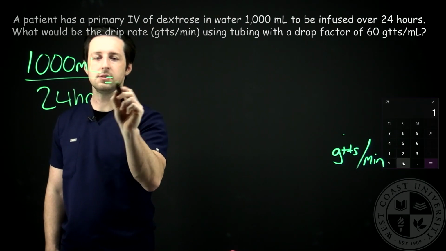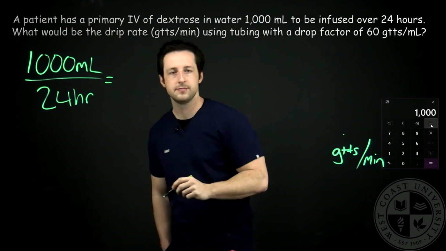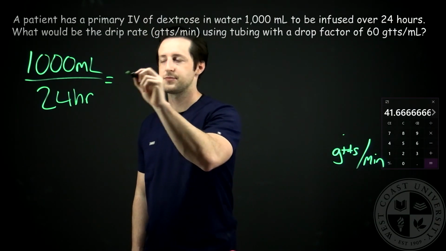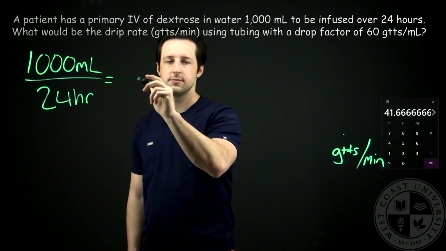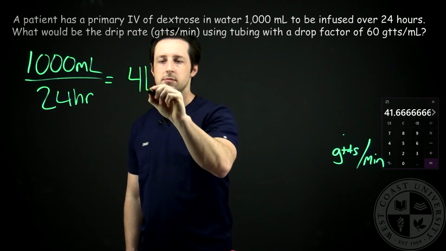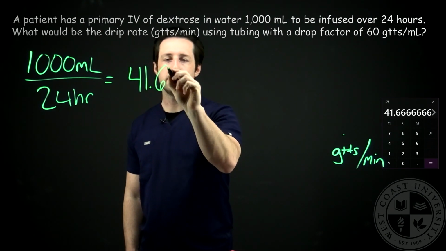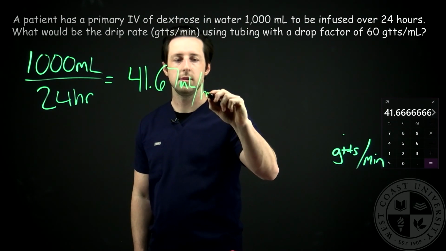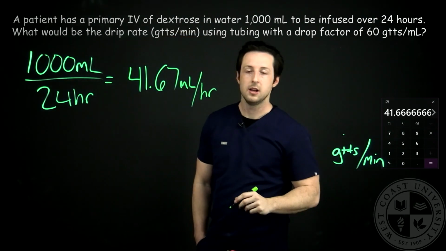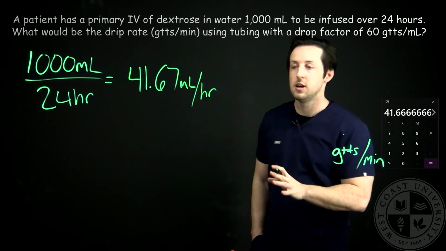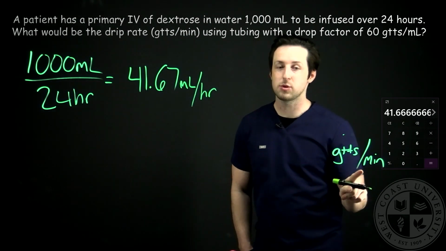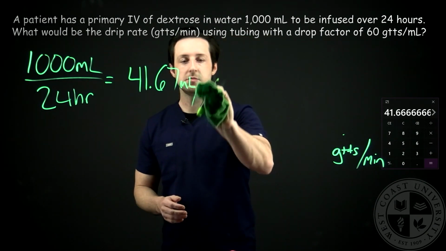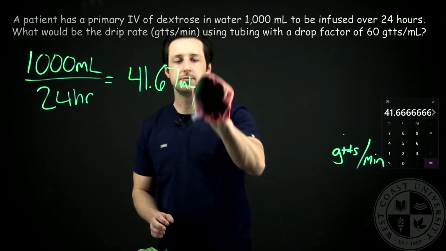So we do 1,000 divided by 24, and that's going to give us 41, we'll say 0.67 milliliters per hour. All right, so that's our next one. But we need per minute, right? That's what our problem wants. So in this case, what we can do here is just simply continue our bridge.